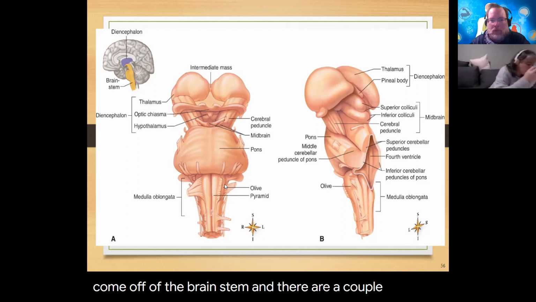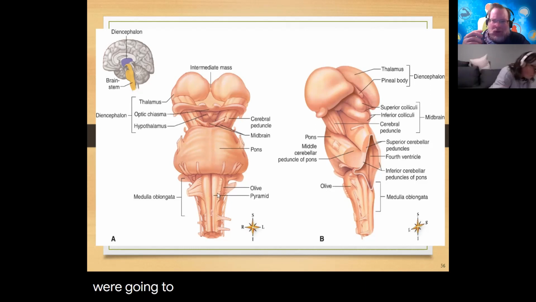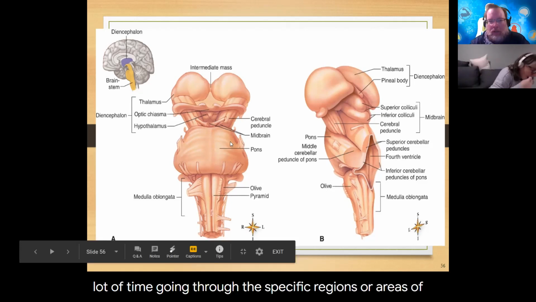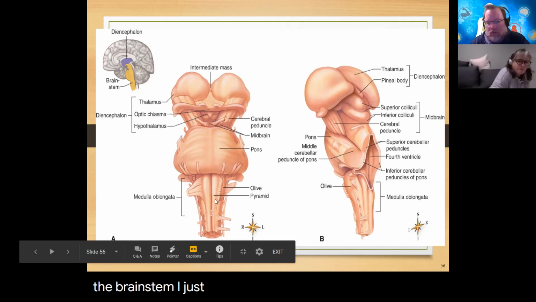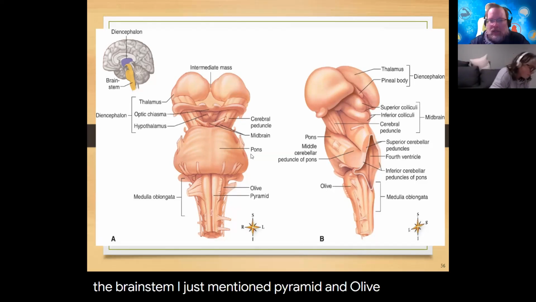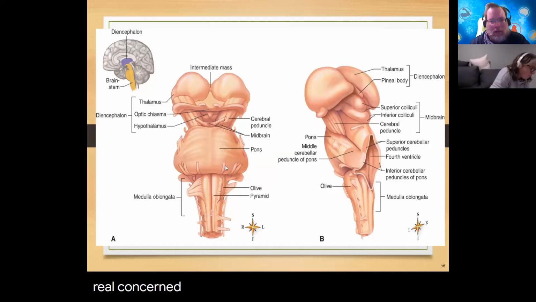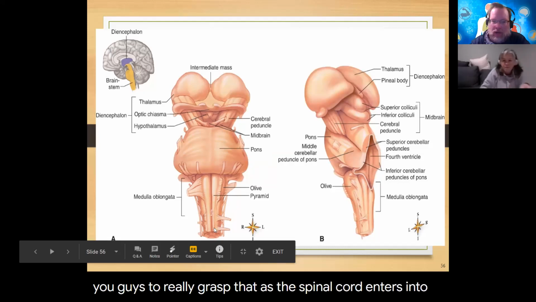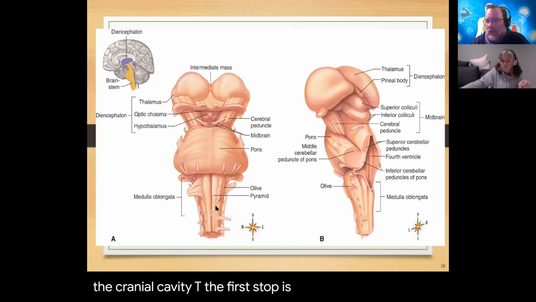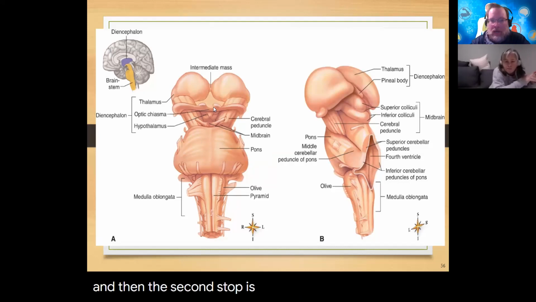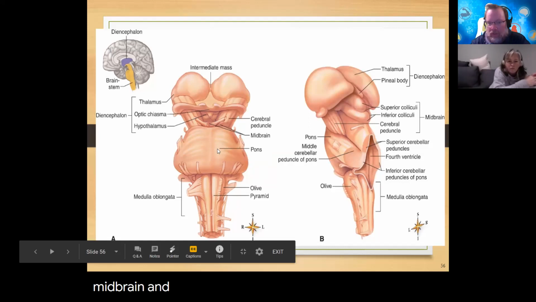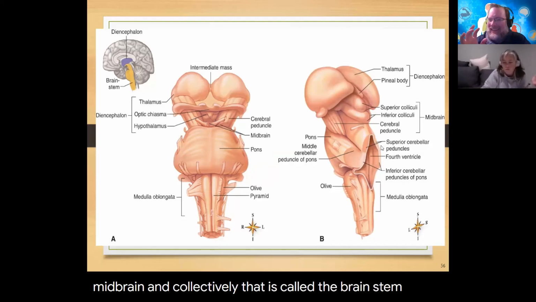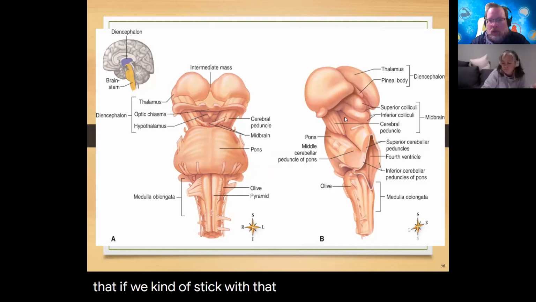Okay. And we're not going to spend a heck of a lot of time going through the specific regions or areas of the brainstem. I just mentioned pyramid and olive. Again, not real concerned about that for now. I think it's important for you guys to really grasp that as the spinal cord enters into the cranial cavity, the first stop is going to be the medulla, and then the second stop is the pons, and then the midbrain. And collectively, that is called the brain stem. I think that if we stick with that, we're going to be good.